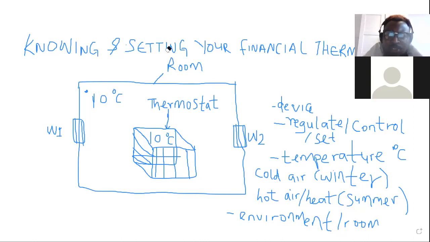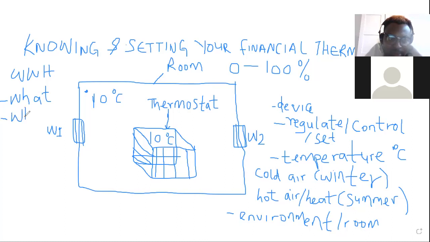Now, let's assume, because right now we're talking about finances, let's not talk in terms of temperatures now. Let's talk in terms of from 0 to 100%. Now, the question I want to ask you right now is, what is your financial thermostat? So I'm going to be asking you 3 questions, right? I call them the WWH questions, right? Now, the first one is what? The second one is why? And the third question is how?